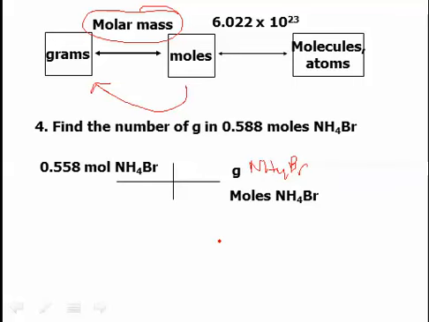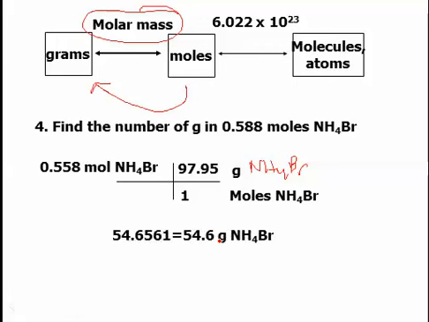All right, what are we going to put in front of the moles? We're going to put 1 in front of moles because that's the molar mass. And then we look at the formula. We have 1 nitrogen times 14, 4 hydrogens times 1, roughly, 1 bromine times 79.90. Add all that up, you get 97.95 grams. That's the molar mass of ammonium bromide. So multiply the top 2 numbers, divide by the bottom, you should get 54.6 grams of ammonium bromide.